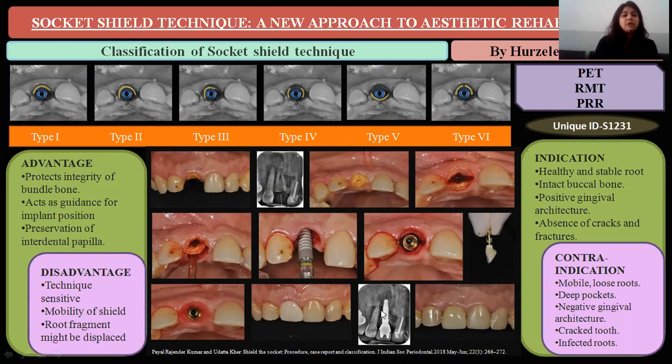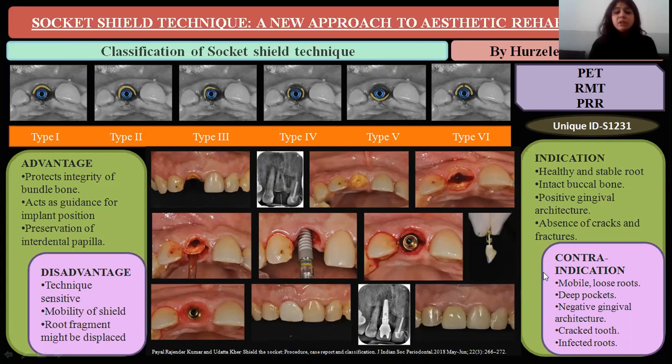This is the RVG which has been shot 1 year postoperative with a zirconia abutment and a crown, and here we can see the crown placement, or the crown cementation, is done.